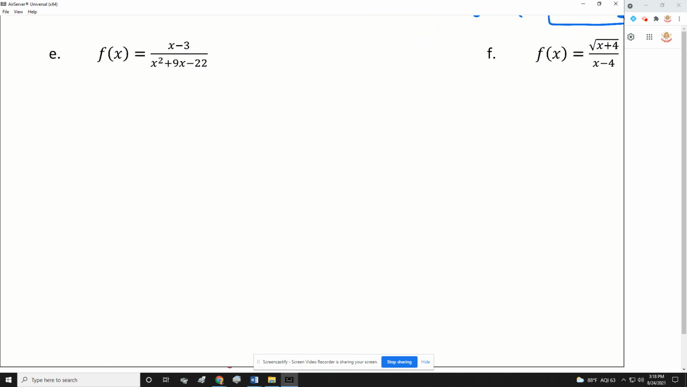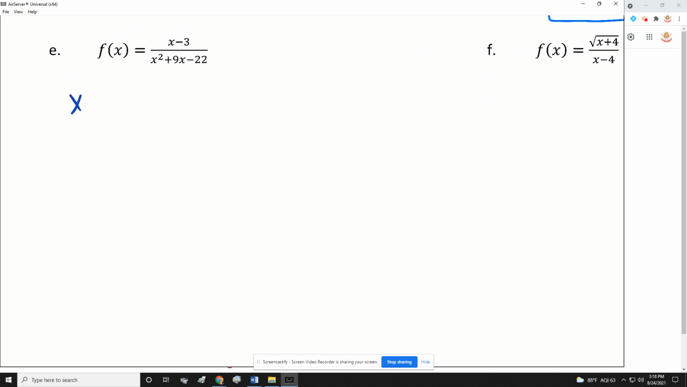Okay, a couple more to go. All right, so this one, we really do not care about the numerator. If your numerator doesn't have a square root, it doesn't matter. So the x minus 3, who cares? What we care about is the denominator here. So this denominator cannot equal 0.